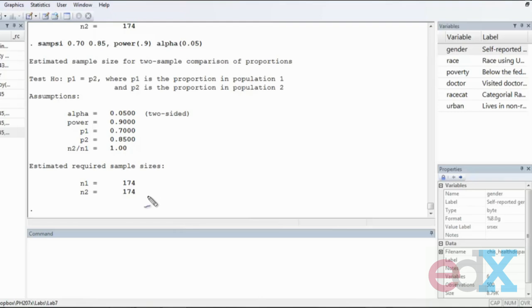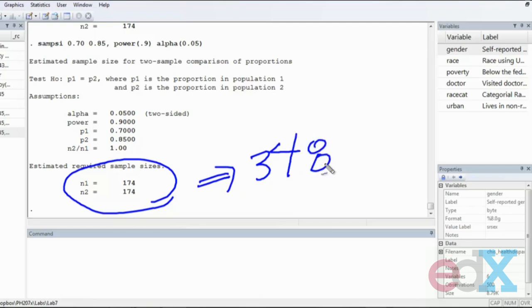So we found that we need a sample size of 174 in each of these groups, which means we need a total sample size of 348 to conduct our study. Note that I forgot to mention in the problem statement that we did want to conduct our tests comparing intervention versus no intervention at the alpha equals 0.05 level, the standard level that's used in most analyses.